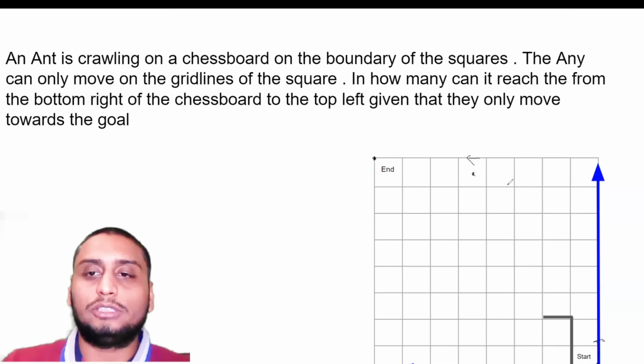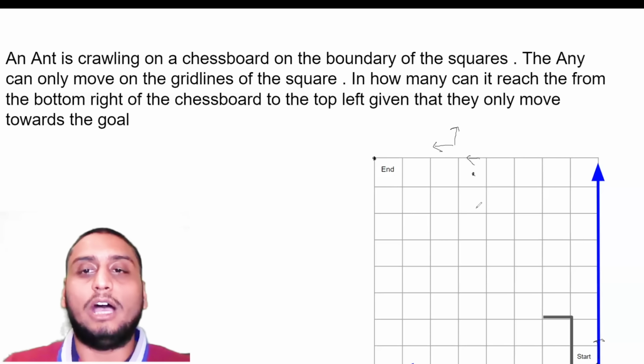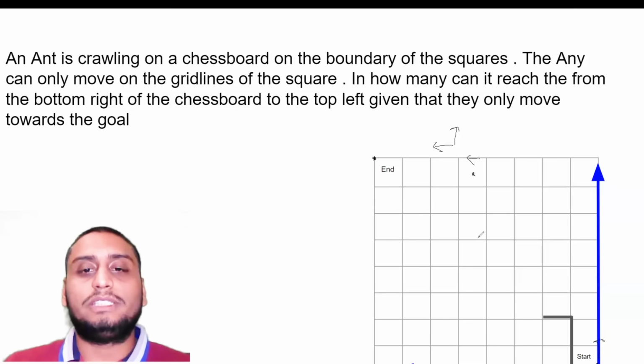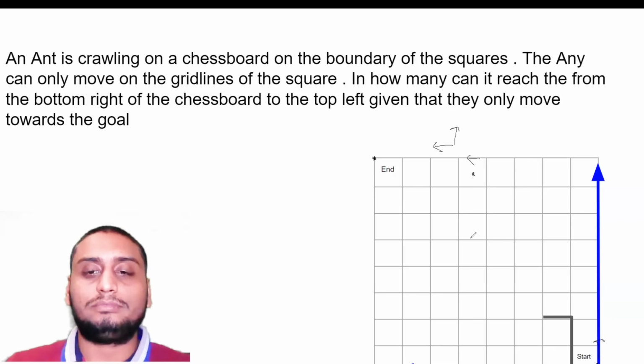It starts at the bottom of the board at the juncture, and it can only move across these lines. And it can only go up or it can only go left. Okay. So you have to tell me in how many different ways the ant can reach. What is the total number of paths possible through which the ant can reach from bottom right to top left?